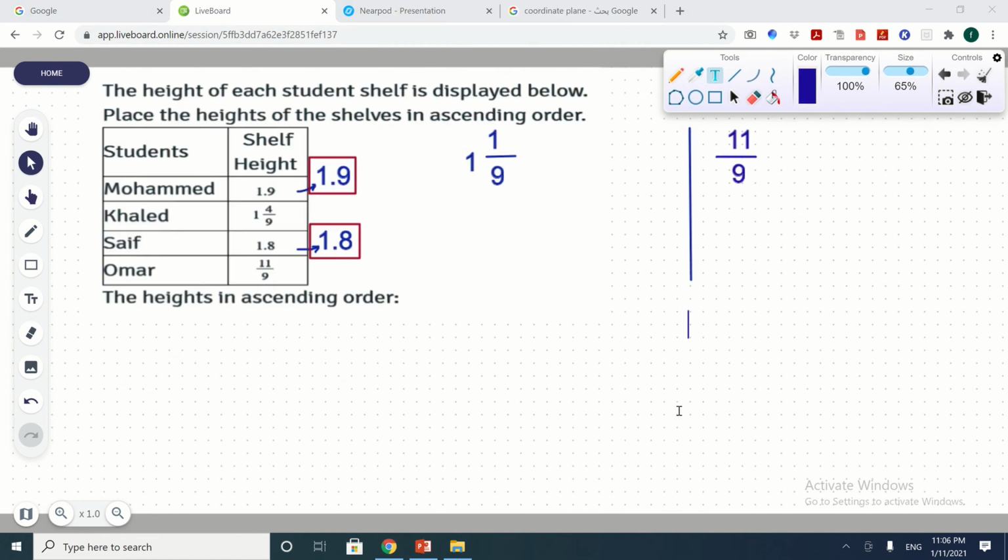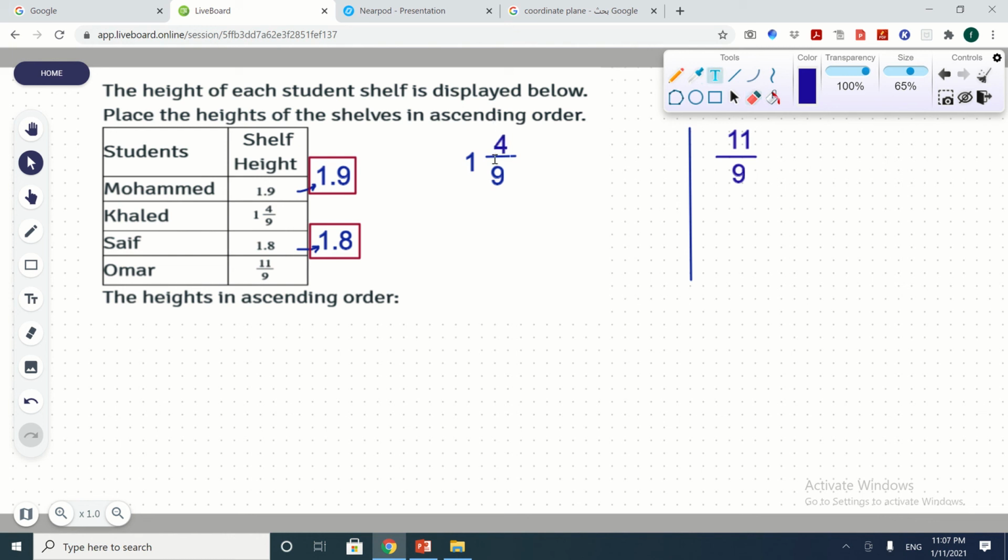Let's look at this second exercise. It says the height of each student's shelf is displayed below. Place the heights of the shelves in ascending order, meaning arrange them in ascending form. Okay, I keep the decimals and the fraction is what will change. Here 1.9 I will keep it. 1.8 I will keep it. I will take this fraction. I made a mistake here. I must write 4 not 1. I will write 4 here.